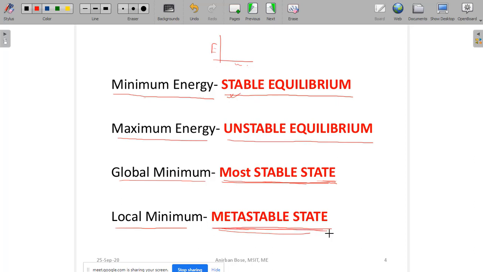So metastable states, in most cases, can be practically used as engineering materials, because the properties of the most stable states are not suitable for practical purposes. That is why we do some processing by which we create these metastable states, and those are again stable and stay for a very long time.